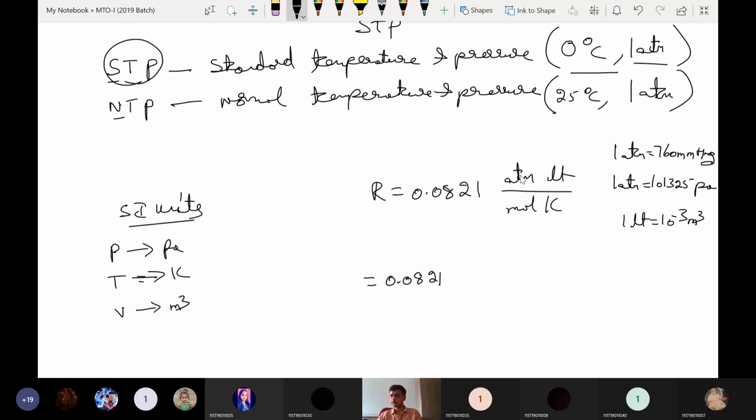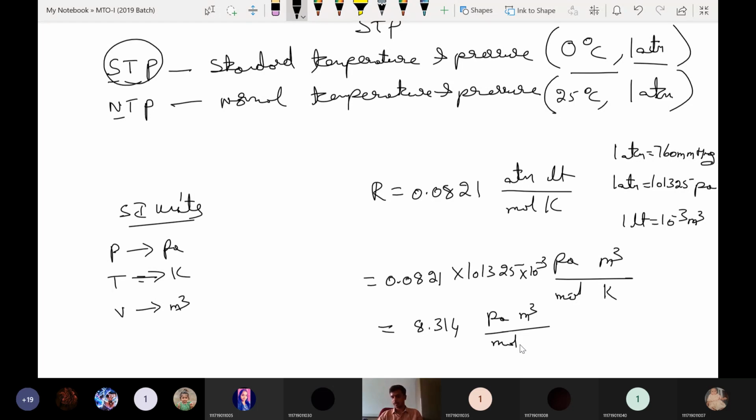In place of atm, we have to write pascal, so we multiply this with 101325. Then atm will be converted to pascal. To convert liter into meter cube, since liter is in the numerator, we multiply with 10 power minus 3 meter cube. Then the liter turns to meter cube. Mole is the SI unit for amount, and Kelvin is the SI unit for temperature. If you do this, you will get 8.314. Please, if you have a calculator, verify this.